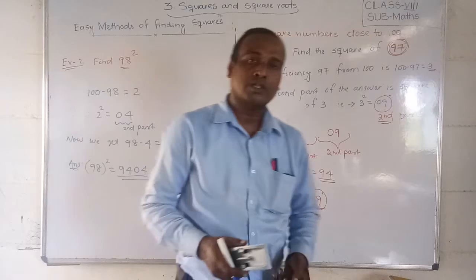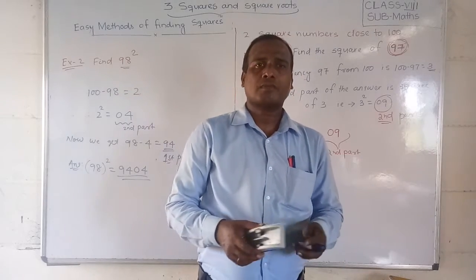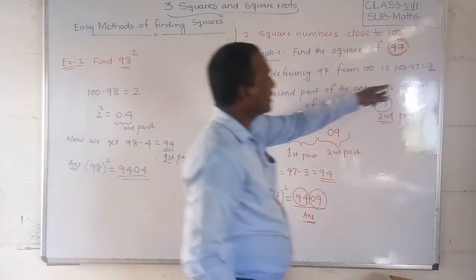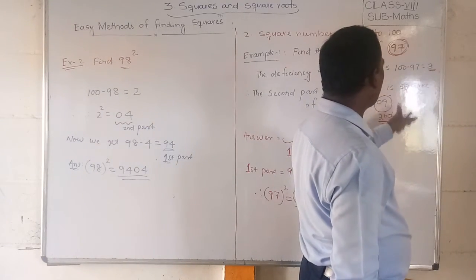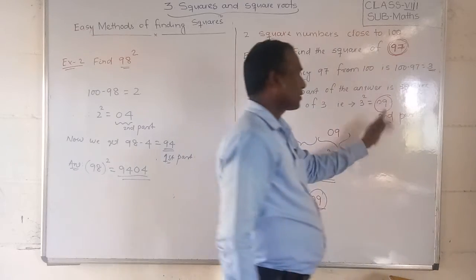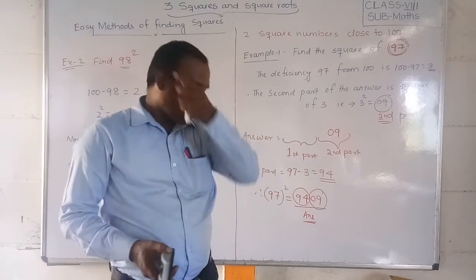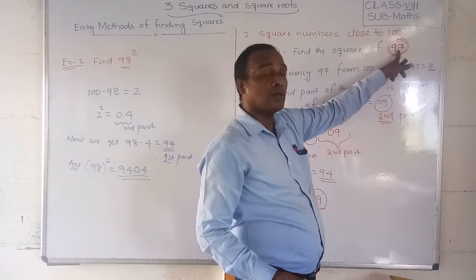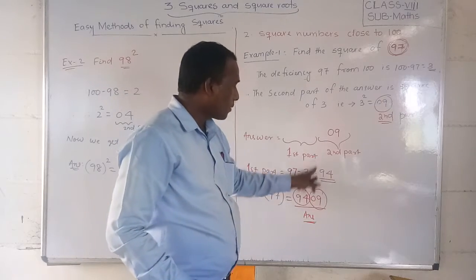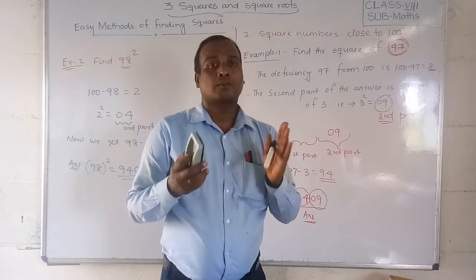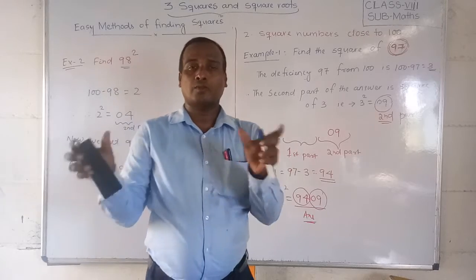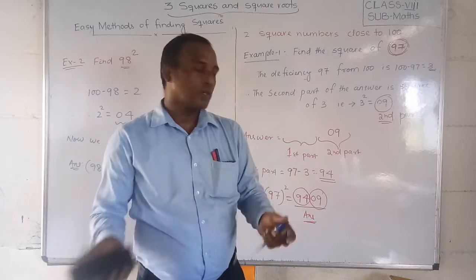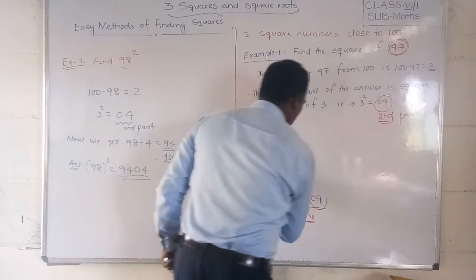Whenever a number is given, first find how much deficiency there is. Now 3 is the deficiency, so you do 3 square, which is 09. That is the second part, done. Now how do we find the first part? Whatever deficiency we got, subtract it from the given number, and whatever number comes is called the first part. If you combine the first part and second part, that is our answer. Okay students, I hope you have understood this.